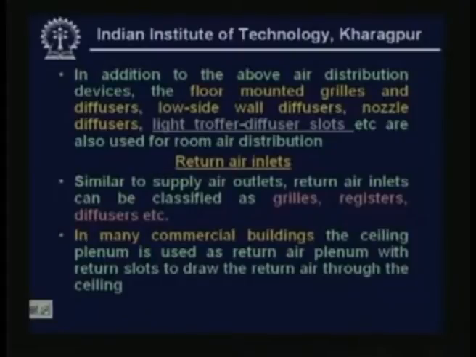That means in most commercial buildings, you do not have any return air duct. The ceiling plenum itself is used as the return air duct. That means the entire space above the false ceiling is used for return air passage. Of course the ceiling plenum may also contain supply air ducts. So whatever space is left, except the supply air duct, is used for return air passage. In such cases you have to install return air slots in the false ceiling, so that the return air can leave the conditioned space through these slots and flow through the ceiling plenum.